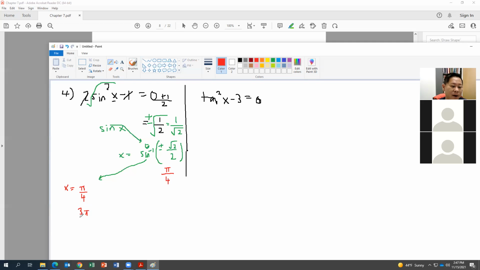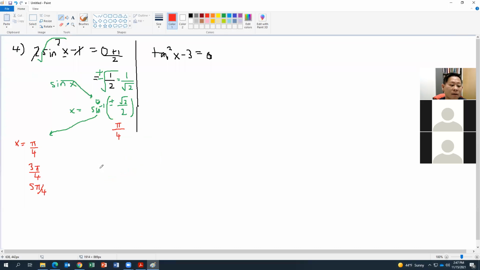Yep, quadrant 2, 3 pi over 4. Followed by what? 5 pi over 4. That is quadrant number 3. And then 7 pi over 4. So again, because of the plus minus, you have to give me all 4 quadrants.